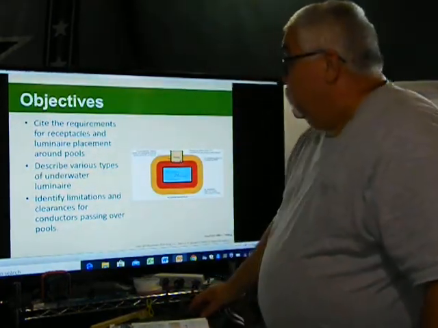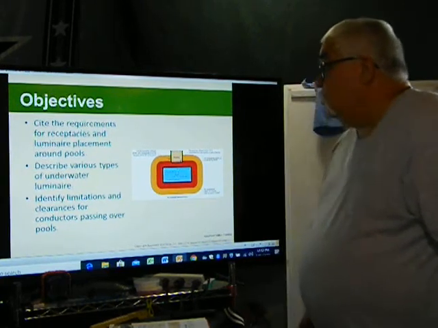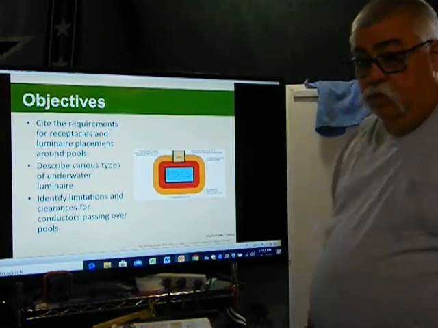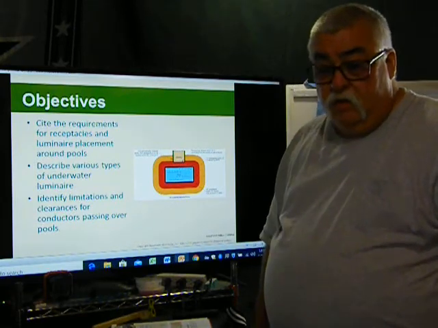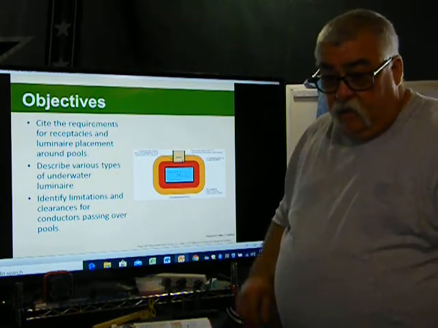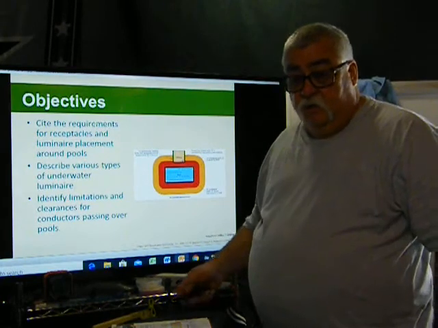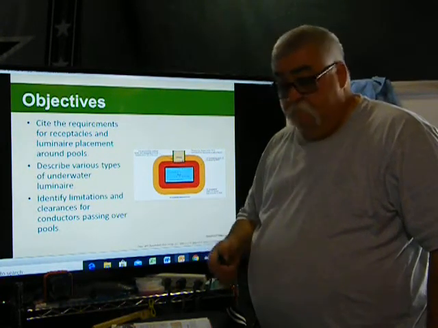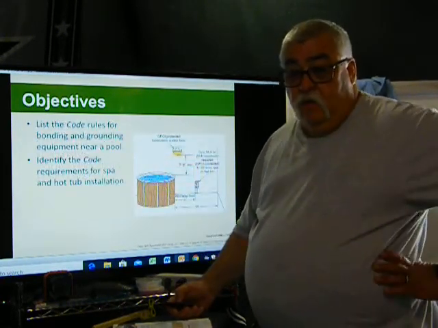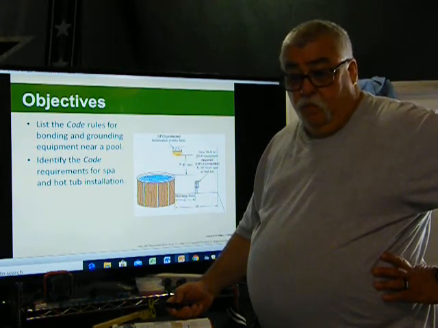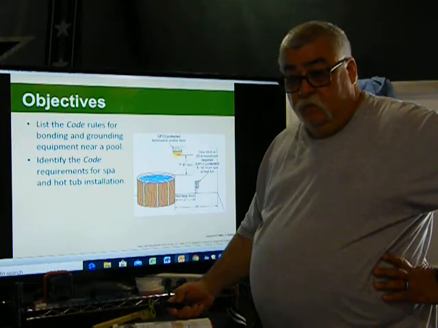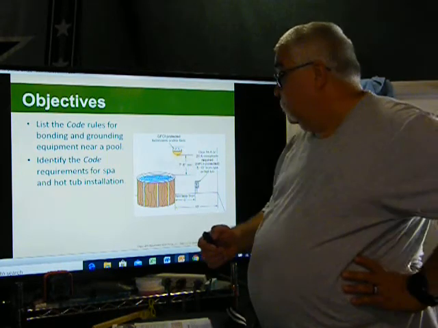Objectives. Cite the requirements for receptacles and luminaires placements around pools. Decide various types of underwater luminaires. Identify limitations and clearances for conductors passing overhead. List the code rules for bonding and grounding equipment near a pool. Identify the code requirements for spas and hot tub installations.